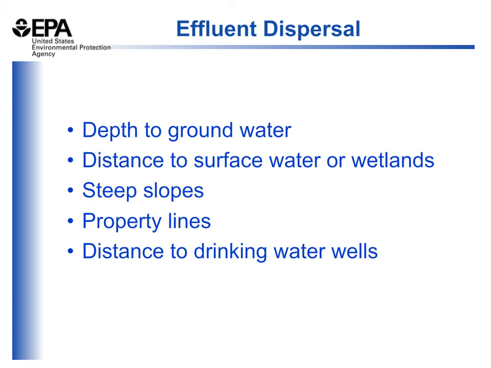Steep slopes need to be identified. If you have wastewater percolating down into the ground and it's on the edge of a hill, it may break out at the land surface and become available for contact with humans.